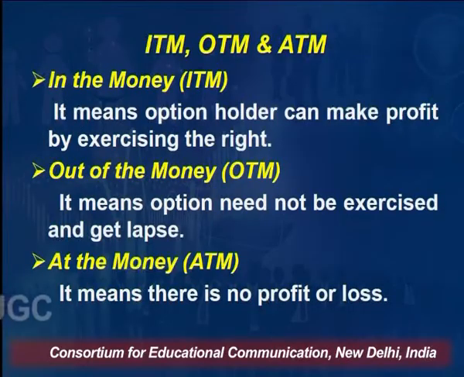When there is a loss, the buyer will not enforce the contract, because it is up to the buyer, the option holder, whether put option or call option, to get the contract fulfilled. For getting this right, the option holder has already paid the premium. At the money means break even. It means there is no profit or loss. That situation is called at the money.